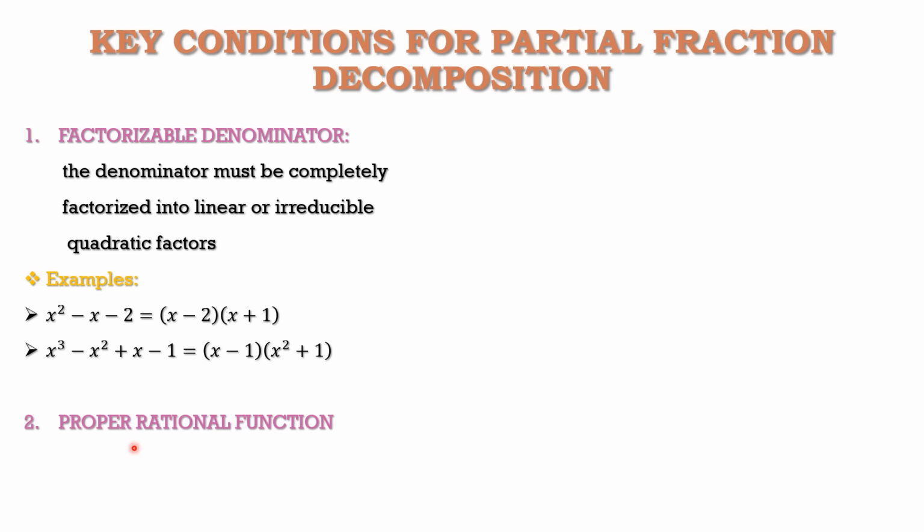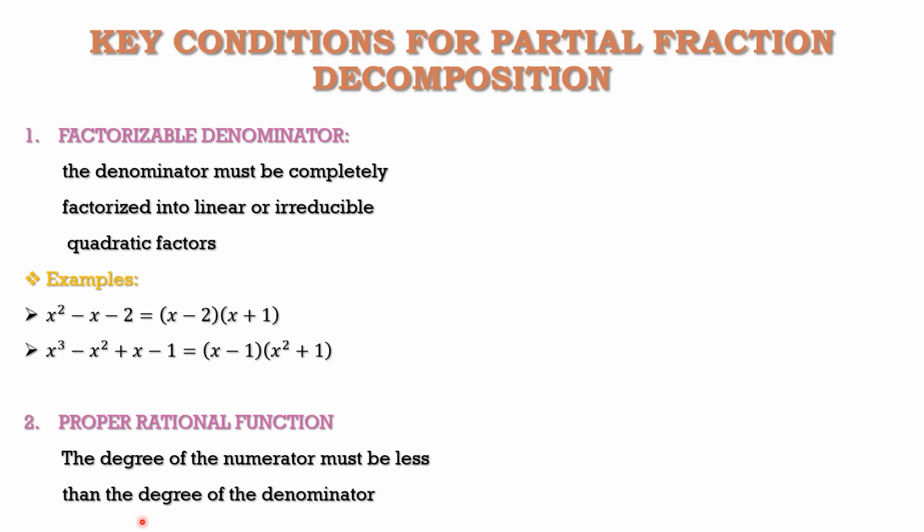So here, the second thing that you need to consider before decomposing a rational function into separate partial fractions is to note that the rational function is a proper fraction. So we are going to consider a proper rational function. Here, the degree of the numerator must be less than the degree of the denominator. Anytime the degree of the numerator is less than the degree of the denominator, that rational function is a proper rational function and can be decomposed into separate fractions.